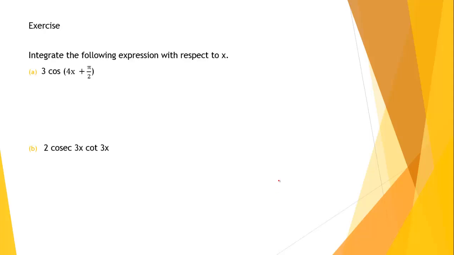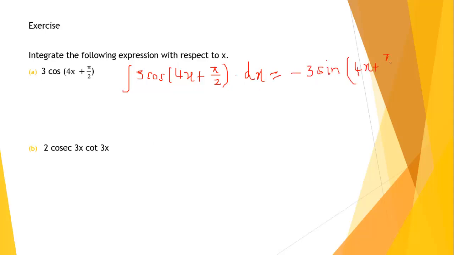Integrate the following expression with respect to x. Integral of 3 cos bracket 4x plus pi by 2 with respect to x. So the integral of cos is sine. So we get 3 sine bracket 4x plus pi by 2, and when the terms inside the brackets are differentiated with respect to x, we get 4. The result is divided by 4 with an arbitrary constant.